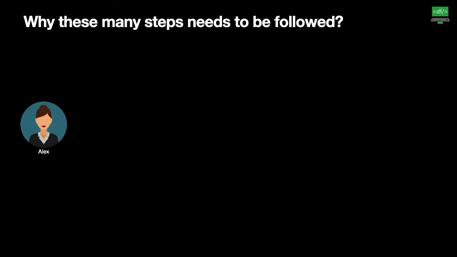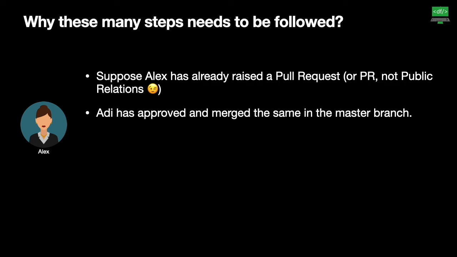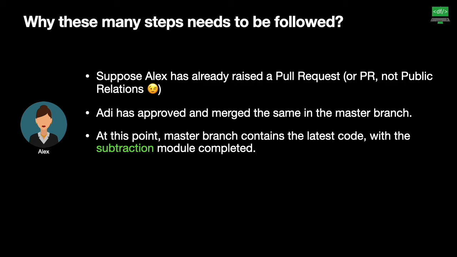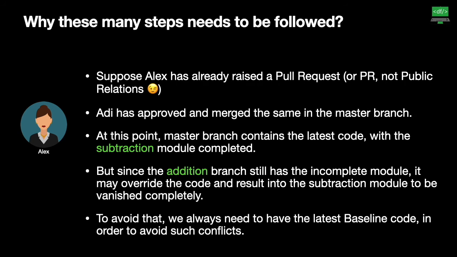What if we don't follow these many steps? Suppose Alex pushes and merges her code with the baseline without first pulling from it. What happens now? The addition feature in Alex's branch is just a stub and the feature on the baseline is already merged. Since the change is on the same code, Git will replace the complete feature with the newly pushed stub. What a mess!